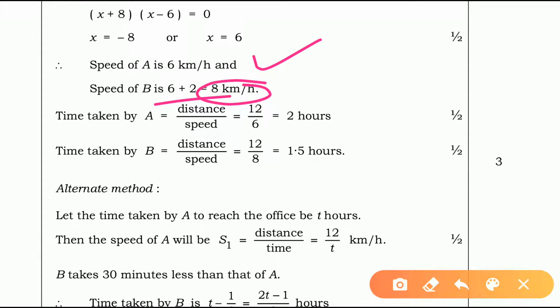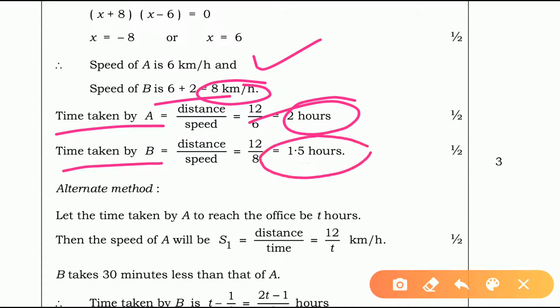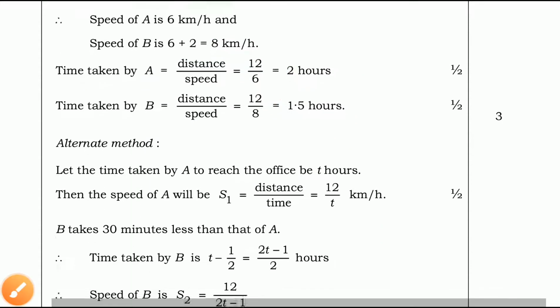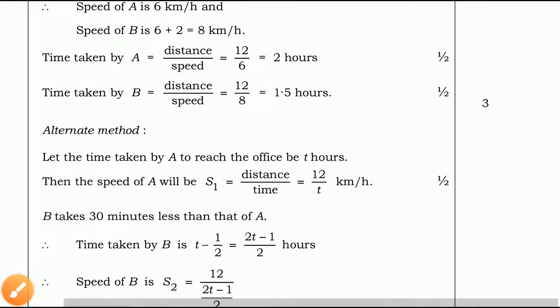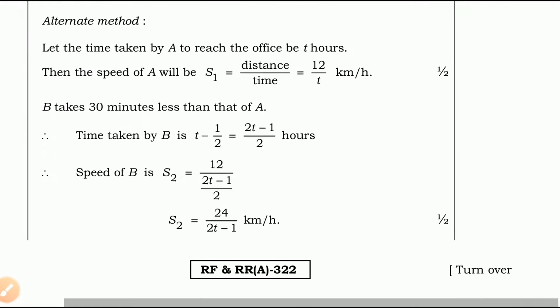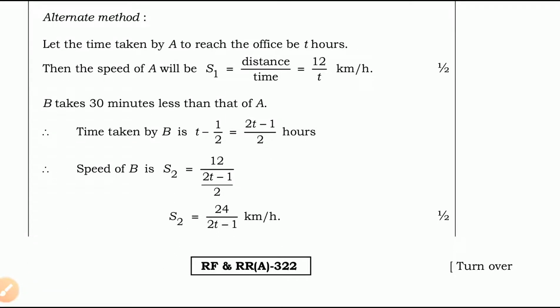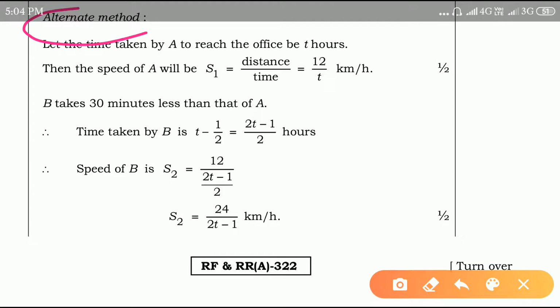Here our aim is to find the time taken by A, which is distance by speed, equal to 12 by 6, that is 2 hours, and the time taken by B is 1.5 hours. This is the solution of this question. Or we can use an alternative method to find the time taken by A and B. The answer is the same by using the alternative method also.